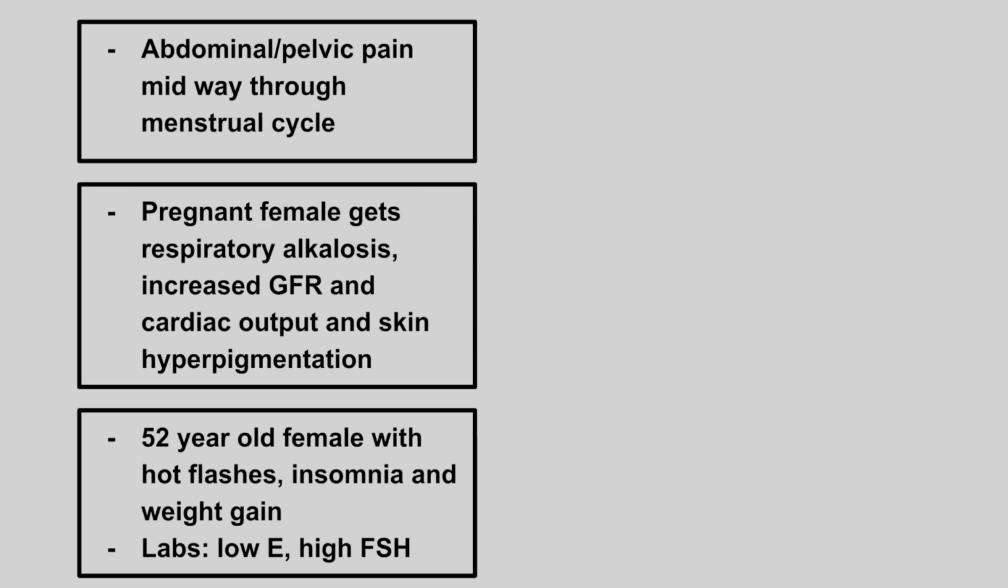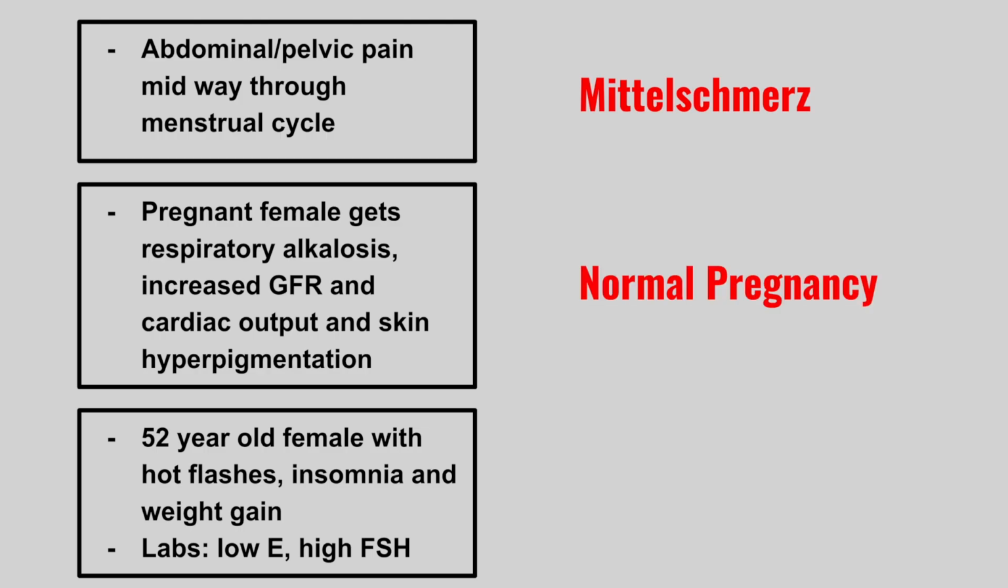Next, we have abdominal pelvic pain midway through the menstrual cycle. So this is Mittelschmerz. Next, we're going to have a pregnant female who gets respiratory alkalosis, increased GFR, and cardiac output, as well as skin hyperpigmentation. So this is normal pregnancy.